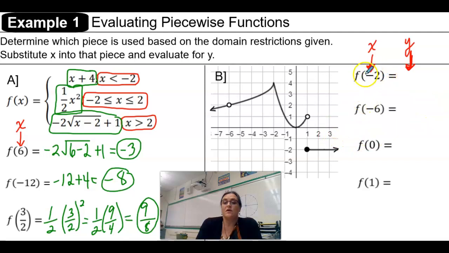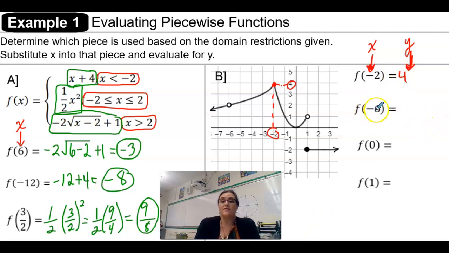So I'm going to look along my x-axis for negative 2. Here's my negative 2 on the x-axis. Now I look up to find where is that point on the function, and it's right here. And the y value that goes with it is 4. So I input a negative 2. My output is a positive 4. So f of negative 2 equals 4.